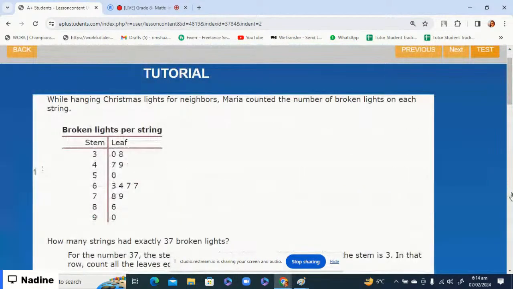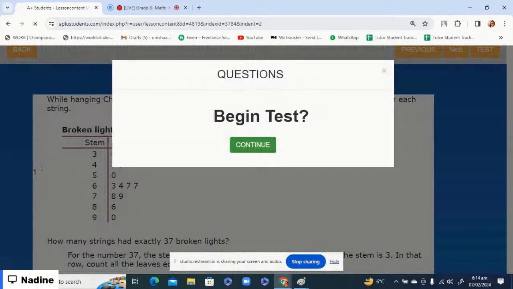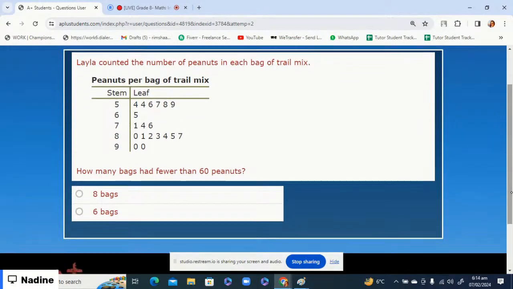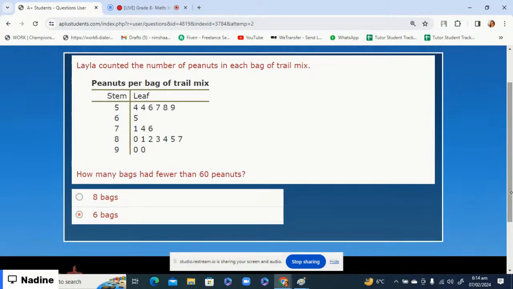Okay, let's do a test question for that. Lala counted the number of peanuts in each bag of the trail mix. How many bags had fewer than 60 peanuts? Check the stem 5 and count all the leaves of stem 5. 1, 2, 3, 4, 5, 6. It's 6 bags.